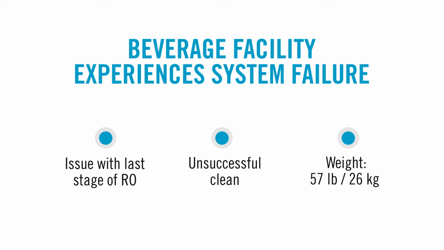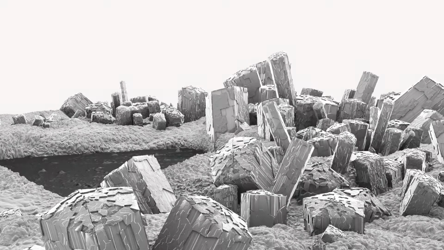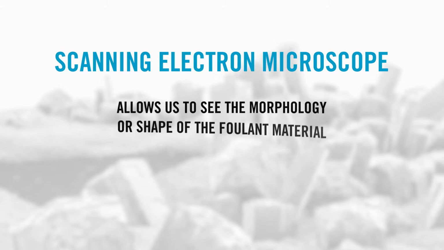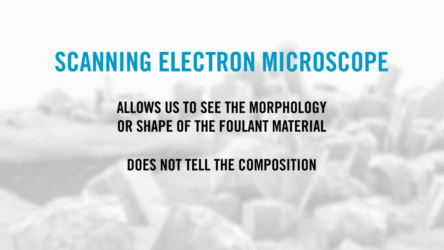The membrane was dissected, and chromatic elemental imaging was performed on the sample harvested from the full element. Before us, we see the peaks and valleys of the foulant deposited on the membrane surface as we would during scanning electron microscope, or SEM, imaging. SEM allows us to see the morphology or shape of the foulant material. However, SEM does not tell us the composition of the material.